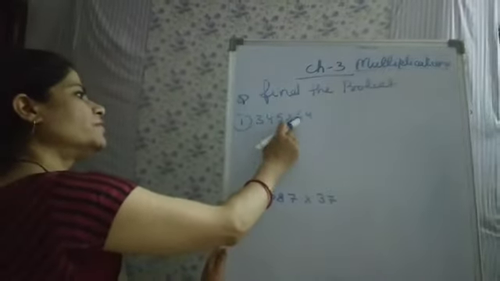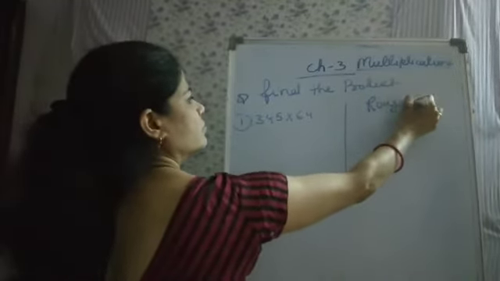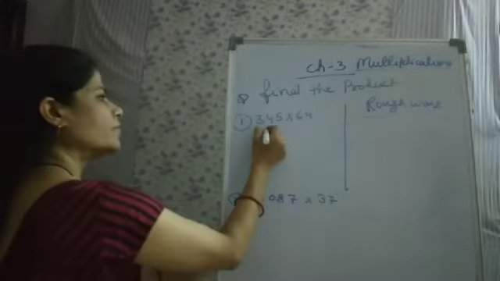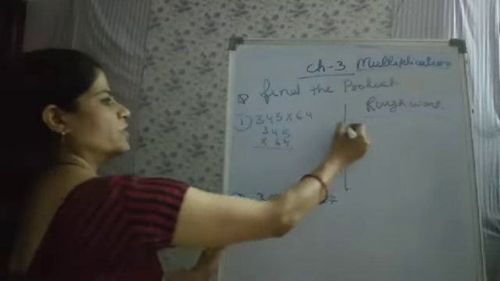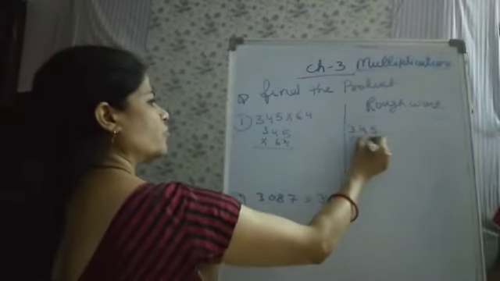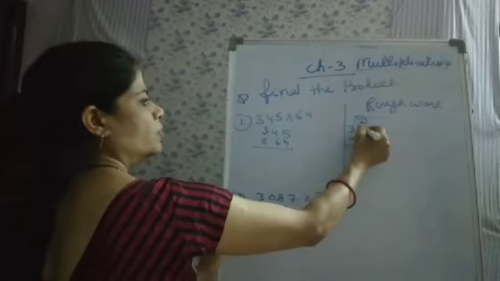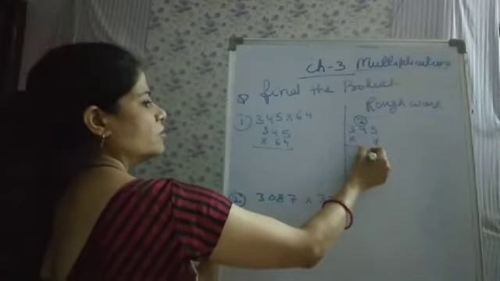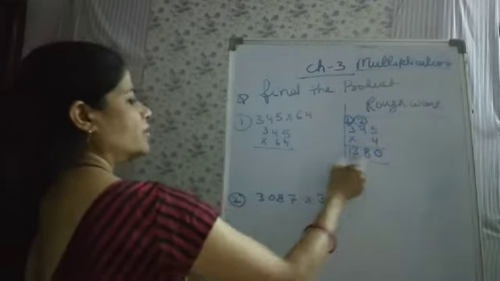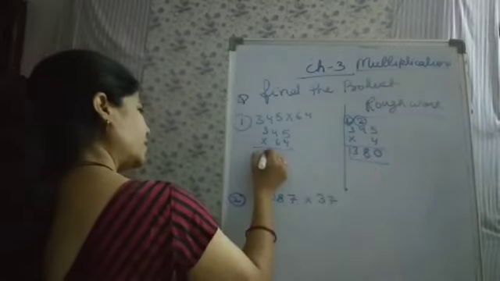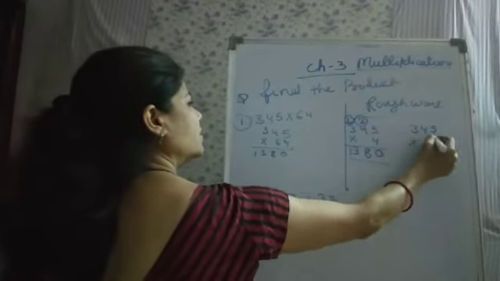Now next question is find the product: multiply 345 by 64. So you have to draw a rough work. You have to multiply 345 and 64. So first you will multiply 345 by 4. 4 5s are 20. So write 0 in answer, carry over 2. 4 4s are 16. 16 plus 2 is 18. So write 8 in answer, carry over 1. 4 3s are 12. 12 plus 1 is 13. What are you getting? 1380.